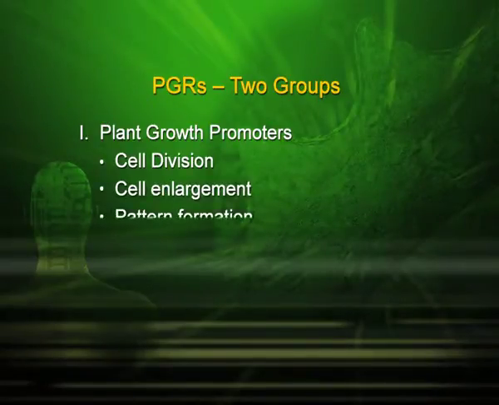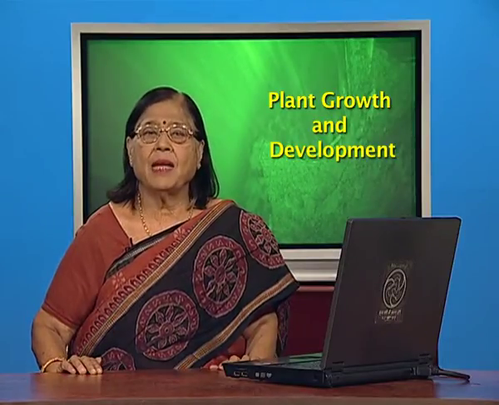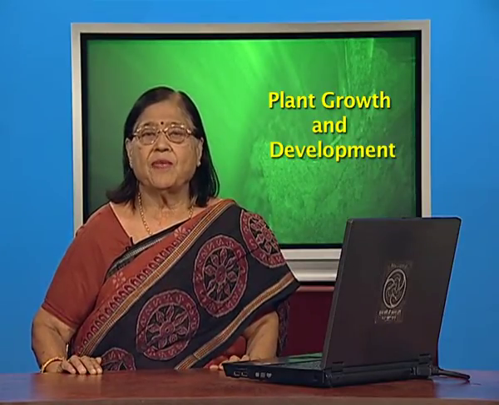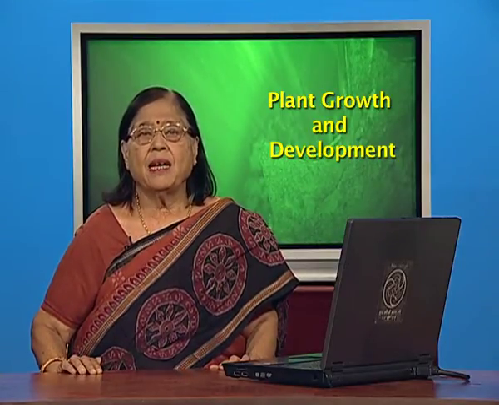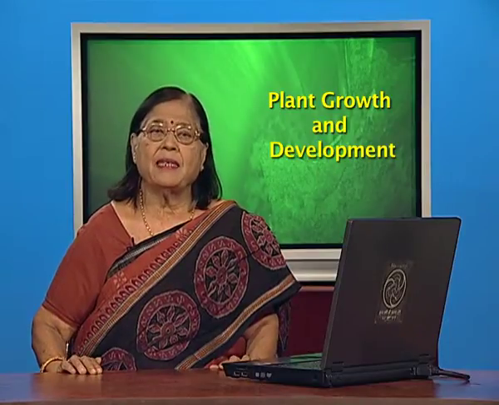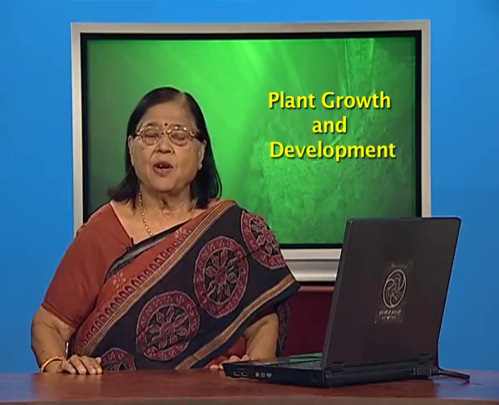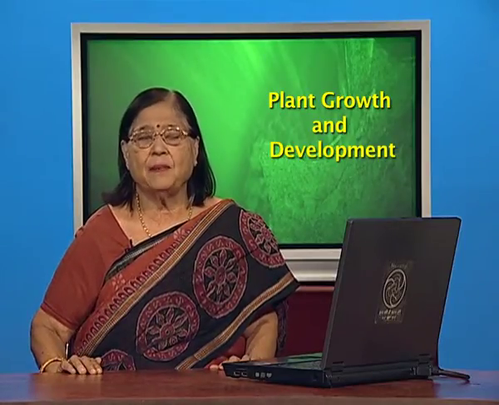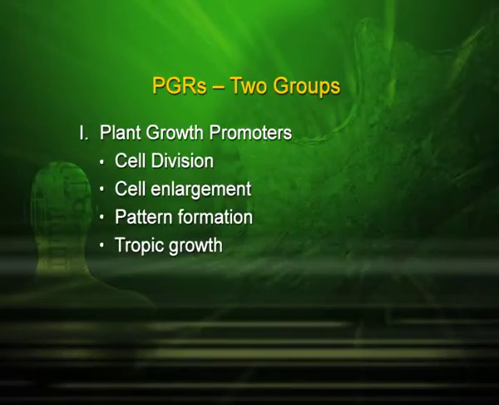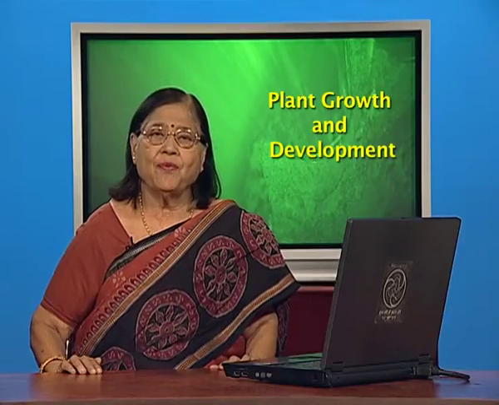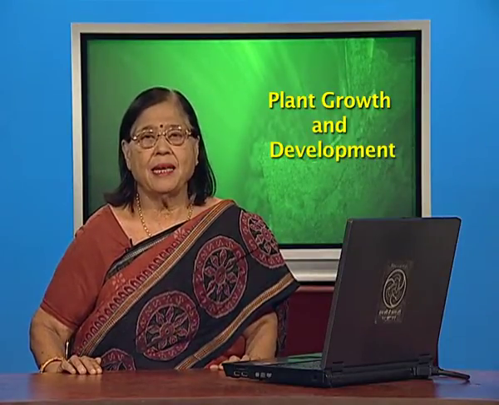Then pattern formation. In any tree there is some pattern, how branches will come, how many flowers will come in one twig, how many fruits will be hanging from one twig, or how many divisions of particular branches. There is some formation. That formation of the plant body is also controlled by these PGRs. Then there is tropic growth. You all know about tropic growth, phototropism, etc. So, that is also influenced by PGRs.